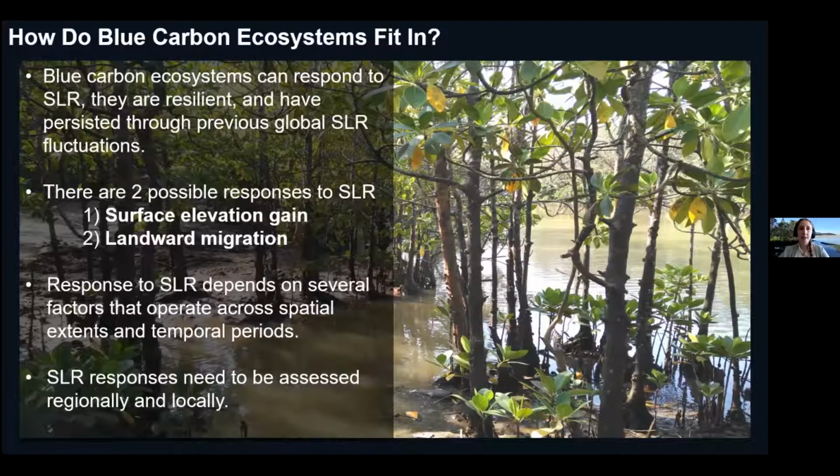These ecosystems can respond to sea level rise, they are resilient, and they have persisted through previous global sea level rise fluctuations. There are two possible responses to sea level rise, that is surface elevation gain or landward migration. However, these responses depend on several factors that, again, operate across spatial extents and temporal periods. And so responses of these blue carbon habitats to sea level rise also need to be assessed regionally and locally.